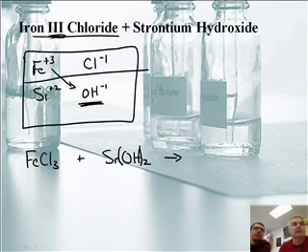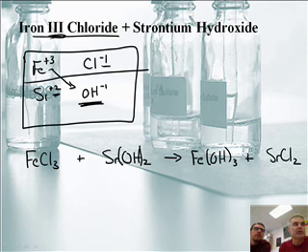The iron is now going to get together with the hydroxide. So that'd be Fe(OH)3. Notice the parentheses, ladies and gentlemen. Plus SrCl2. I have to play the charge game, 2 and 1, 3 and 1, etc. Now we need to look at our chart to see if this reaction occurs.